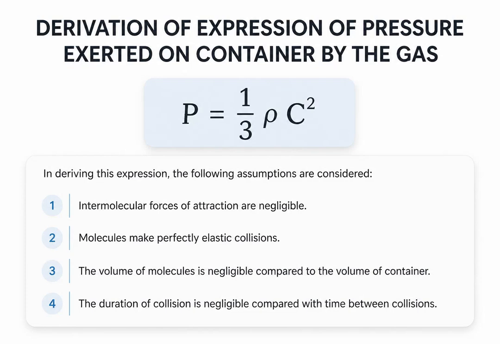To mathematically describe this pressure, we derive the expression P equals 1/3 rho c squared. Before we do the math, we must establish 4 key assumptions of the ideal gas model. First, intermolecular forces of attraction are considered negligible. Second, all collisions the molecules make are perfectly elastic, meaning no kinetic energy is lost. Third, the actual volume of the molecules themselves is negligible compared to the total volume of the container. And fourth, the duration of a collision is negligible compared to the time spent traveling between collisions.